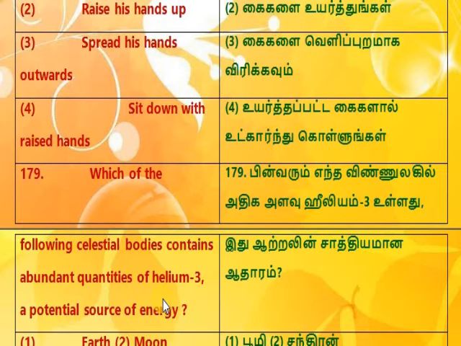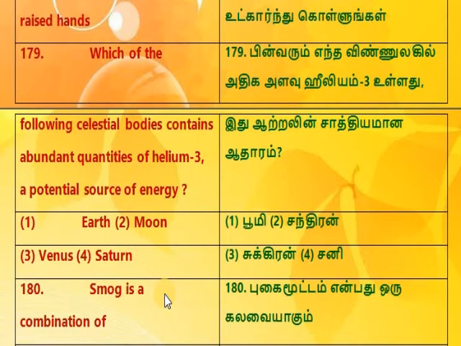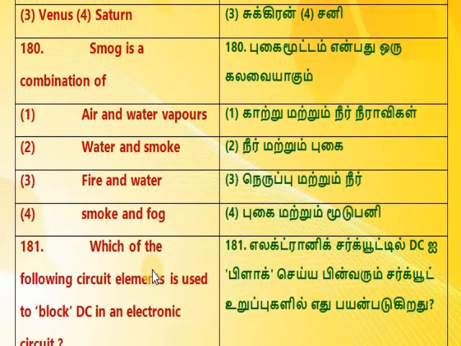179. Which of the following celestial bodies contains abundant quantities of helium-3, a potential source of energy? 1. Earth. 2. Moon. 3. Venus. 4. Saturn. 180. Smog is a combination of 1. Air and water vapors. 2. Water and smoke. 3. Fire and water. 4. Smoke and fog.